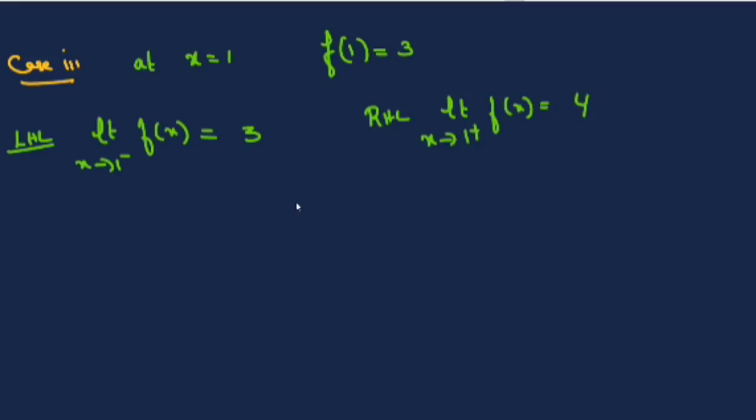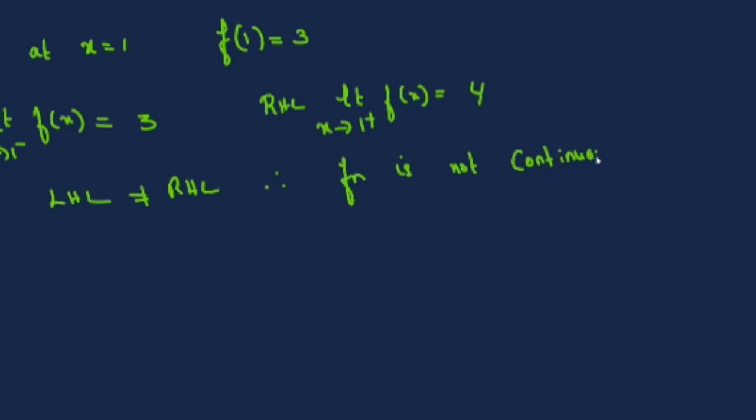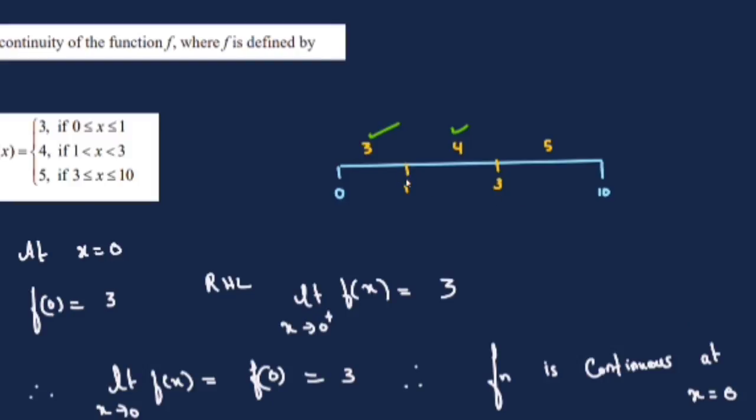So it is 4. So the left hand limit is not equal to the right hand limit. Therefore the function is not continuous. It is not continuous at x is equal to 1. So that is very important. It is not continuous at x is equal to 1. So it is case 3. So at 1 we check.